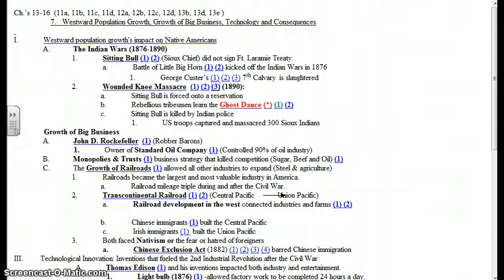This concludes Unit 7, Section 1, Westward Population Growth's Impact on Native Americans.